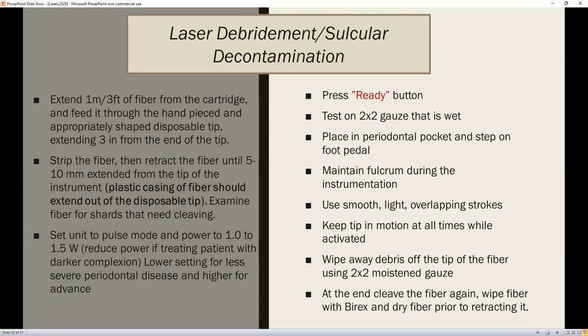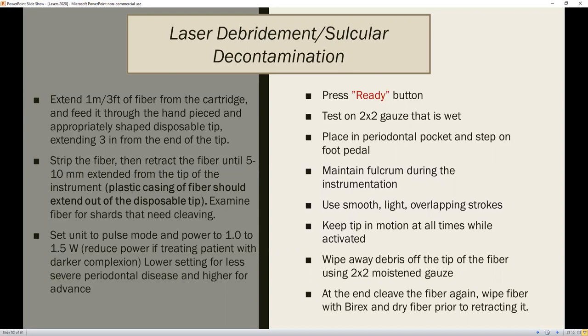So for the decontamination, you've got this fiber and you're going to extend it from the machine. You strip the fibers because it's a glass fiber, and it's got a plastic covering on it. So you want to strip that plastic covering off, and that's called stripping. You get about a 5 to 10 millimeter section of it, just like a periodontal probe.